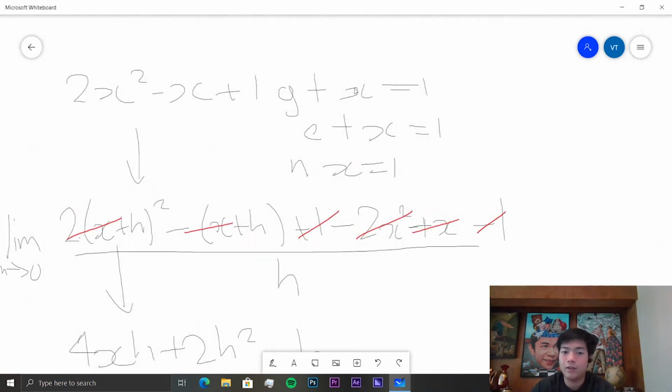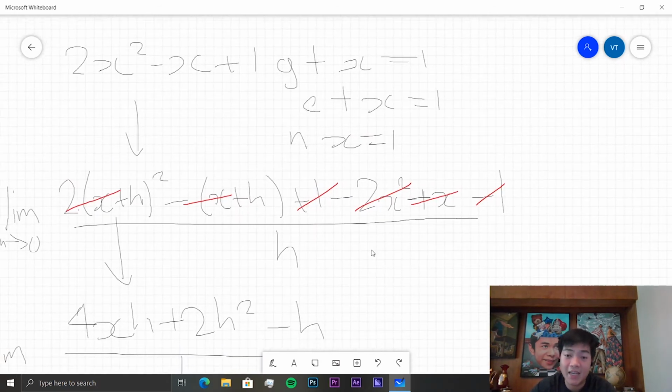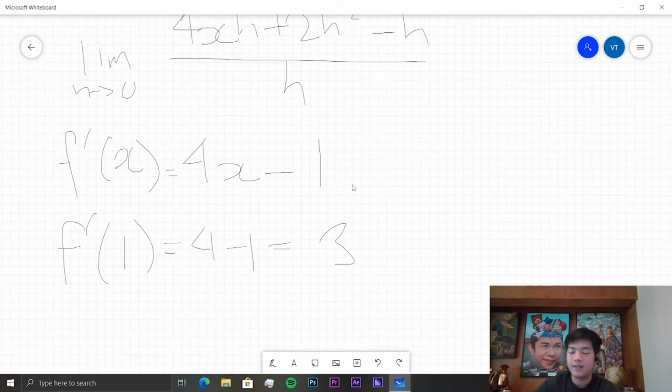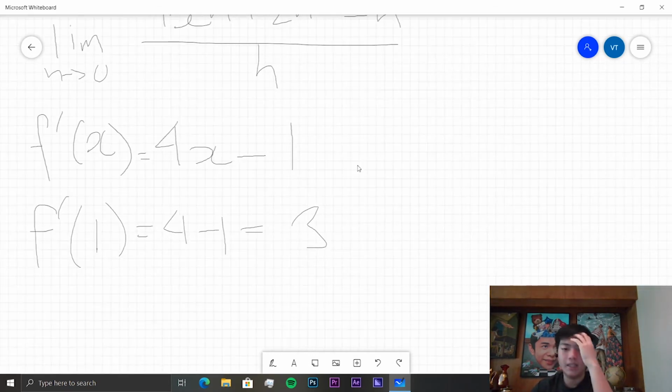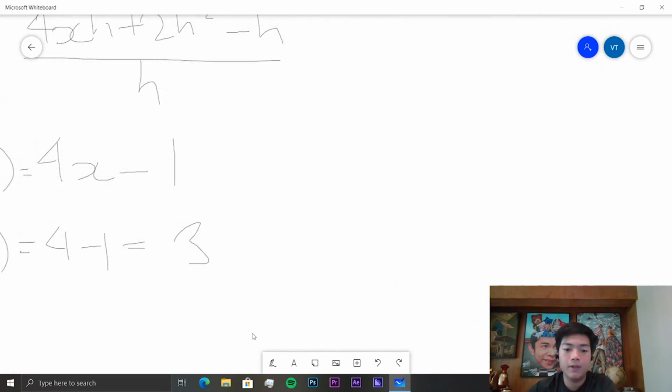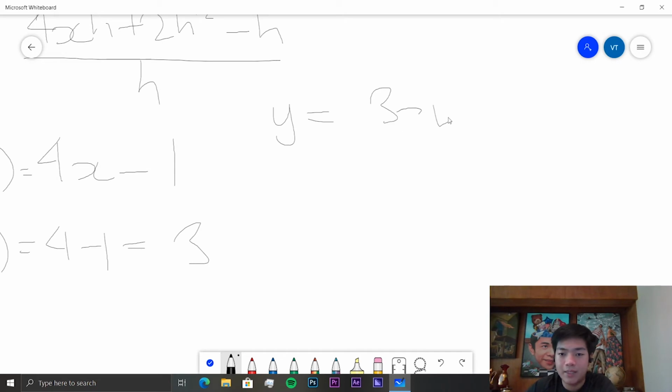Now, first we need to find the gradient of the tangent at x equals 1. So, well, we can simply substitute 1 into here, and so that's equal to 4 minus 1. It's equal to 3. So the gradient is 3, and we need to find the line at this point. So we know that y is equal to 3x plus c, where c is a constant.